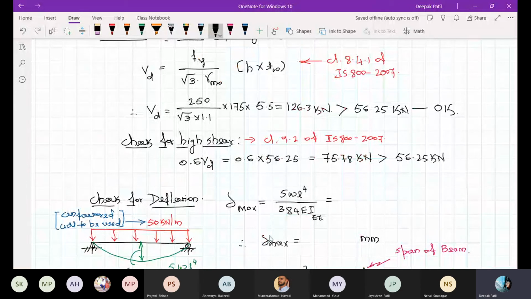What you have to do is check for high shear. Whatever design shear capacity which you have calculated, that is 126.3. Sorry, this should be 126.3.